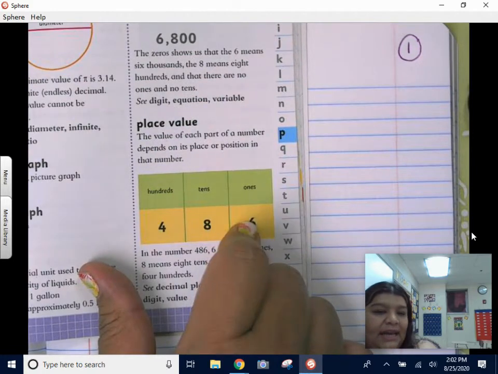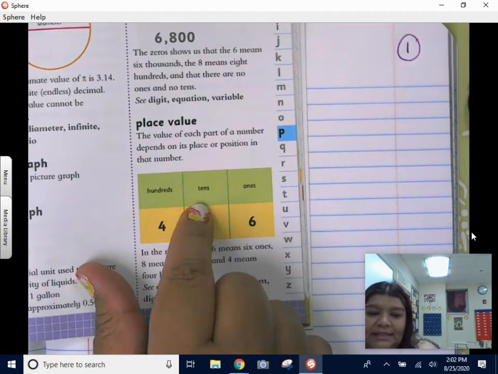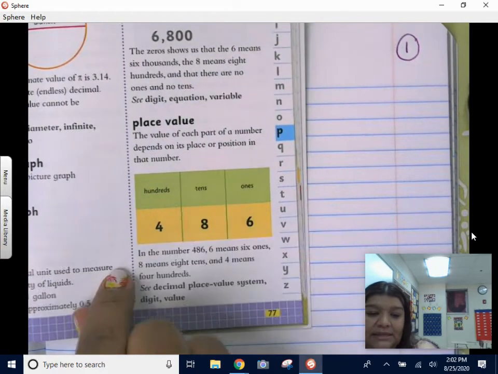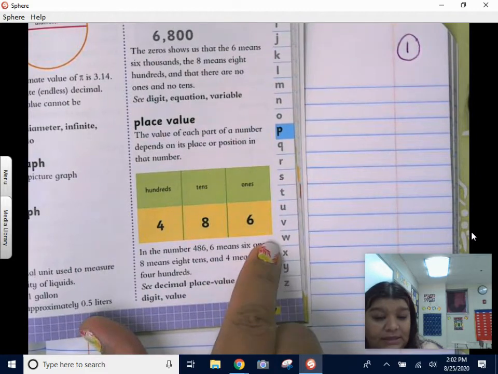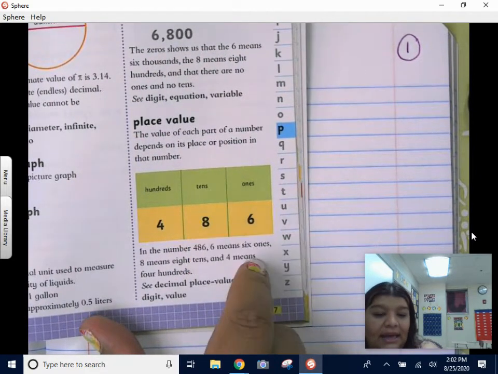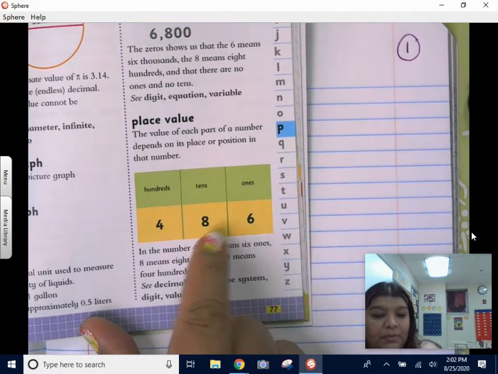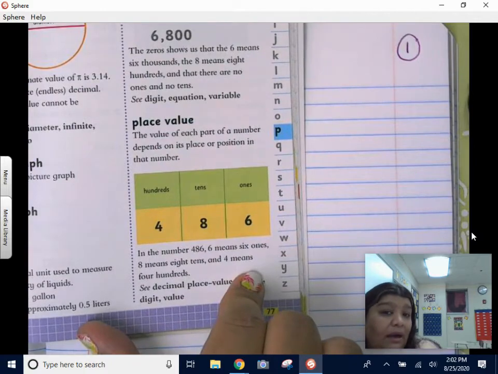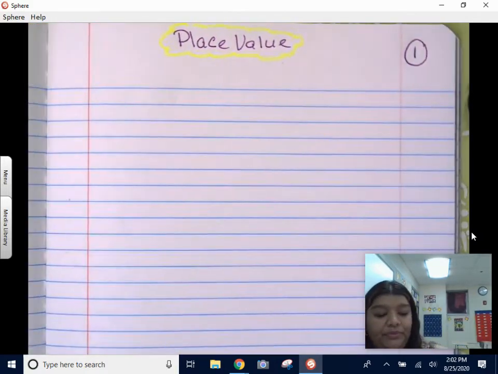So each place has a value. The 6 is in the ones place, the 8 is in the tens, and the 4 is in the hundreds, which means in the number 486, 6 means 6 ones. I have 6 ones. 8 means I have 8 tens. And 4 means I have 4 hundreds, okay? So it's very important to understand how we come up with our numbers, what they mean, and it gives us the value.